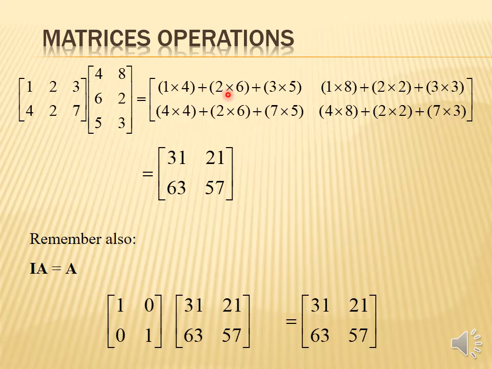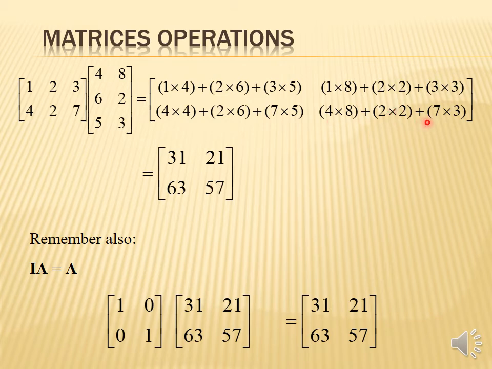Now student, you can add these. 4 6s are 24, no, 2 6s are 12, 12 plus 4 is 16, and 3 5s are 15, so 16 plus 15 equals 31. Similarly 8 1s are 8, 2 2s are 4, 8 plus 4 is 12, and 3 3s are 9, so 12 plus 9 is 21. Similarly 4 4s are 16, 2 6s are 12, so 16 and 12 is 28, then 35, equals 63.